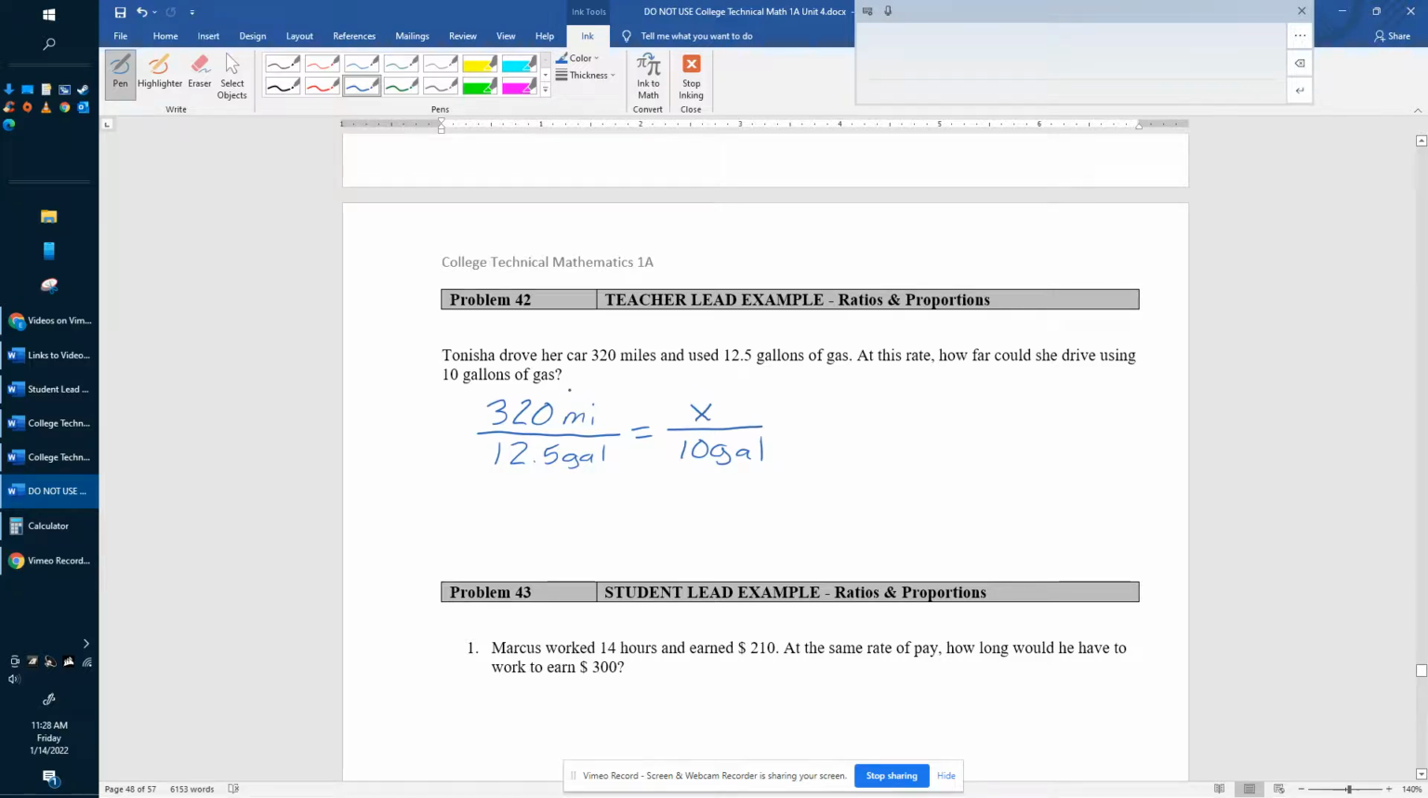So long story short, it doesn't matter which unit is on the top, which is on the bottom, as long as they match on the top and they match on the bottom. You will get the correct answer either way. Let's cross multiply to figure this out.